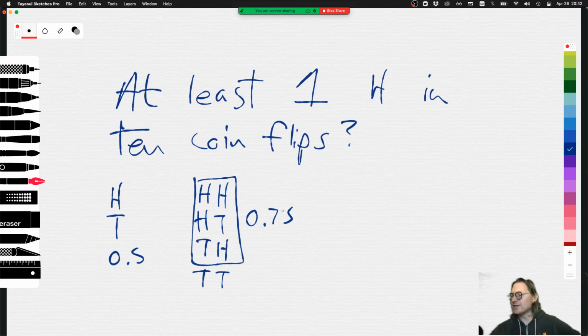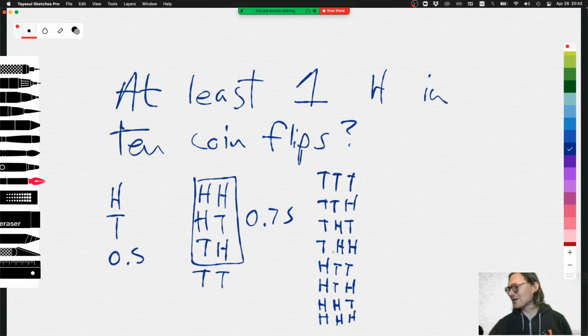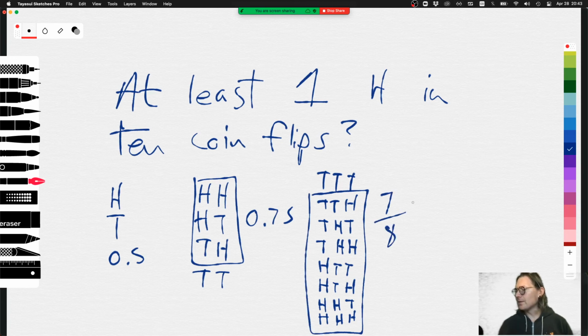And what about getting at least one heads in 3 coin flips? I'll just start at tails, tails, tails, tails, tails, heads, tails, heads, tails, tails, heads, heads, heads, tails, tails, heads, tails, heads, heads, heads, tails, heads, heads, heads, heads. Okay, that's 1, 2, 3, 4, 5, 6, 7, 8. Oh, I'm missing one. Well, I'm not seeing which one it is. Oh no, that's 8. I'm sorry. That's totally it. Well, the probability is going to be 7 out of 8, right? We can see that all of those have at least one heads.